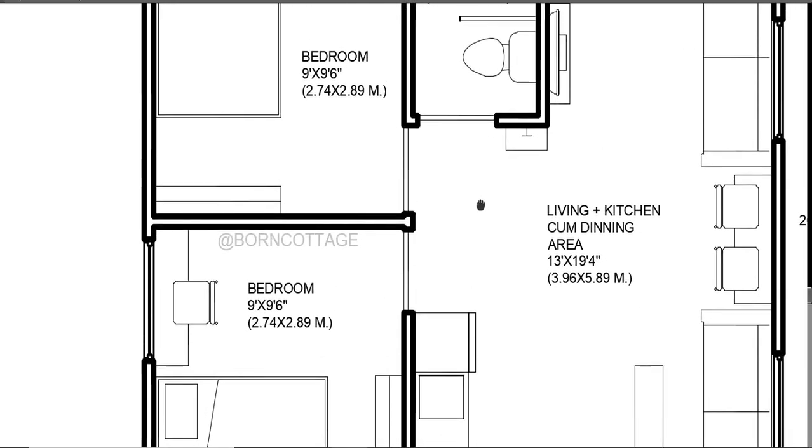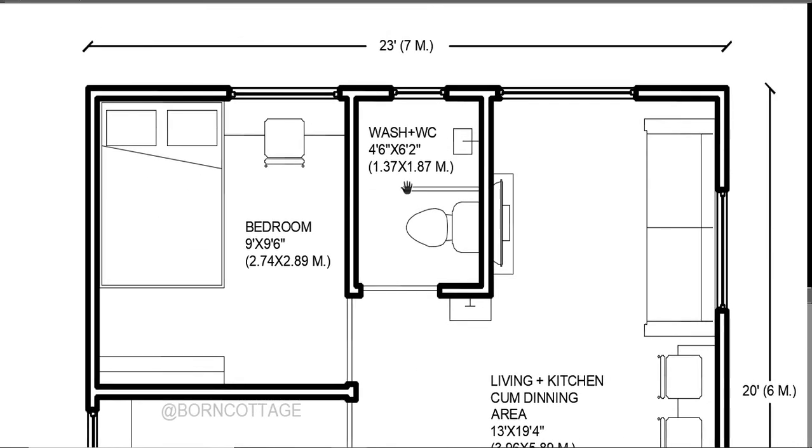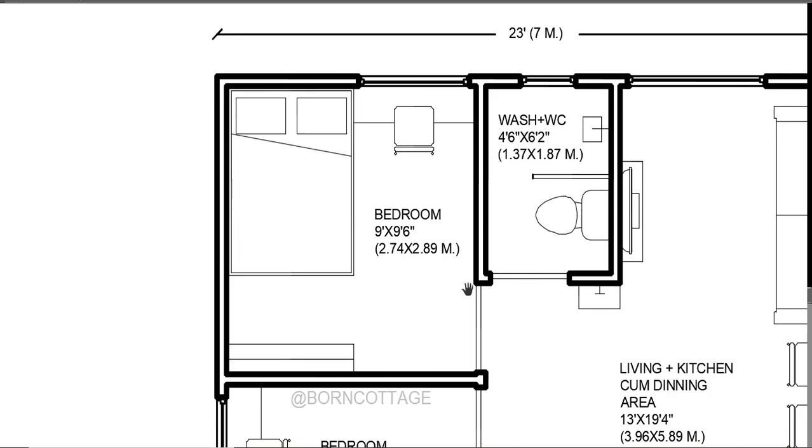If we go inside, so we have common use washroom plus water closet here. You can see here the wash basin, water closet and the shower area, and we have a ventilator for ventilation of this washroom. And on the left side we have bedroom number 2 here with same size.